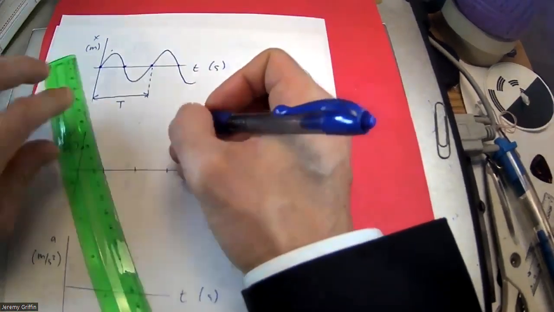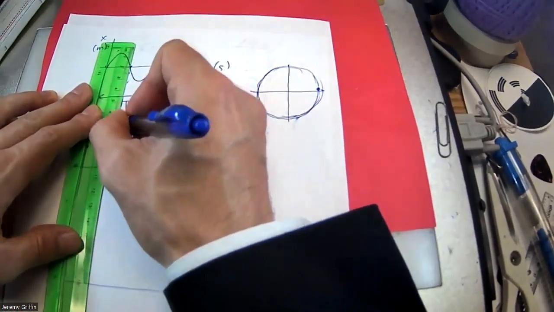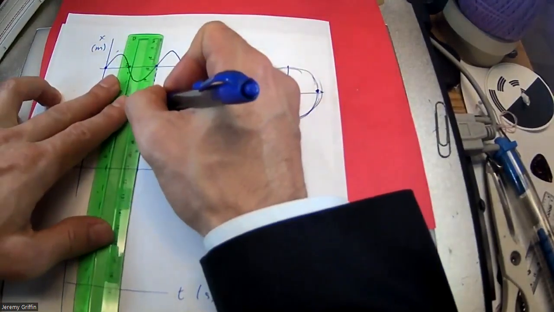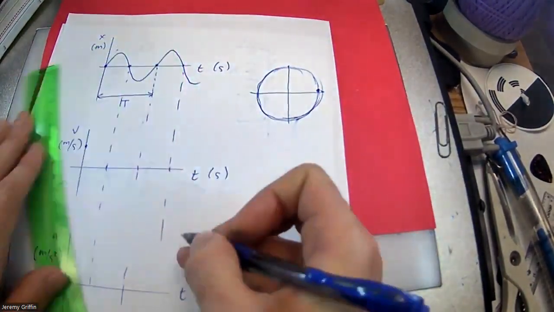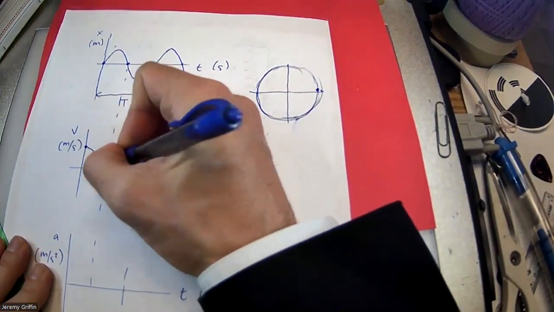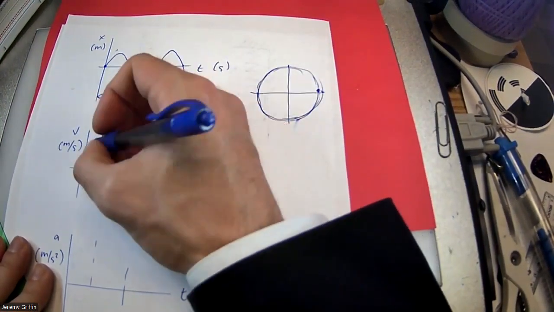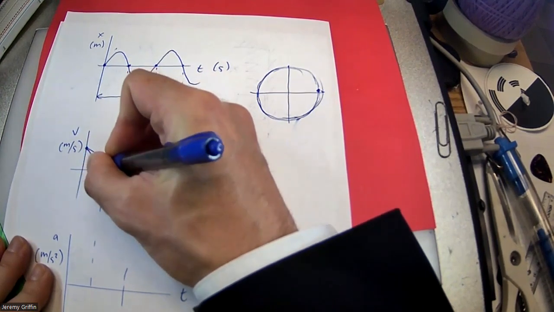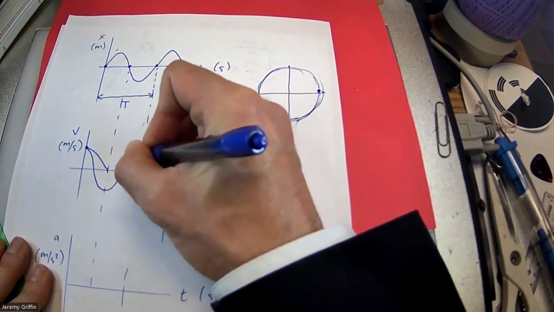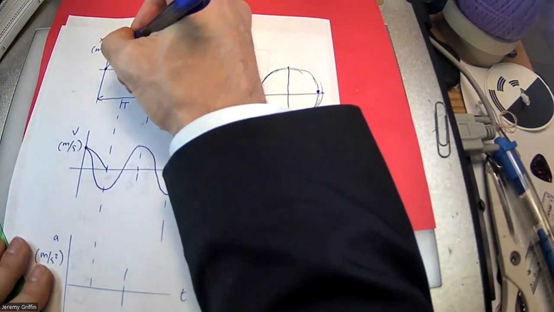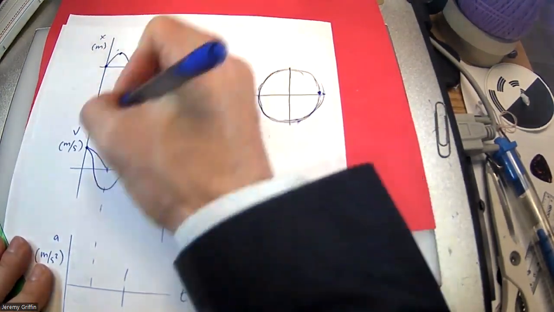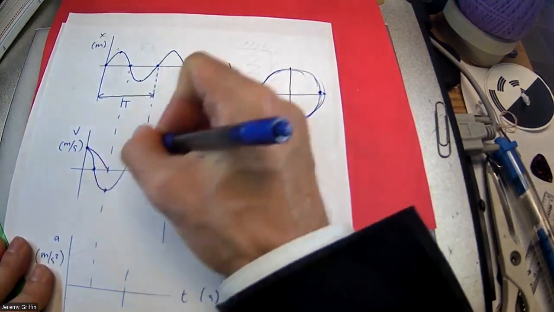So here, maybe I should line this up with dashed lines. Now, these are not vertical asymptotes. I'm just trying to line up these graphs. And this goes like this. Where x is turning around, that would correspond to 0 velocity.